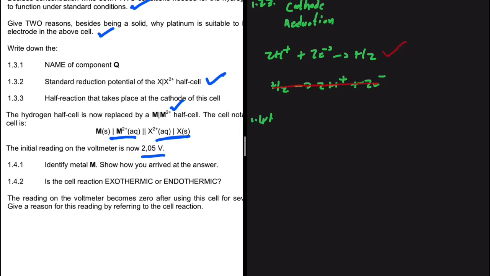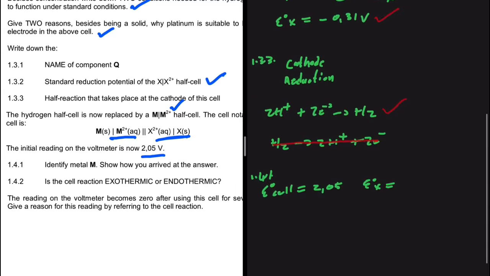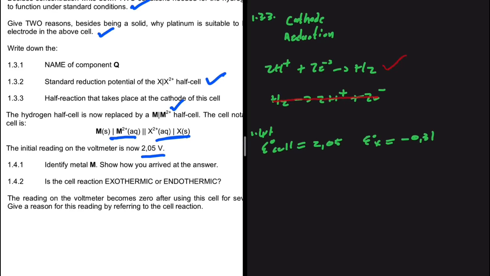What information do we have? We know that the initial EMF of the cell is 2.05. We also have the reduction potential of X. We calculated it in 1.3.2. That is minus 0.31. We're trying to identify metal M. If we find the reduction potential of metal M, then we're going to be able to go to our standard reduction potential table and see which one it is with ease. So the potential of M is what we are interested in.